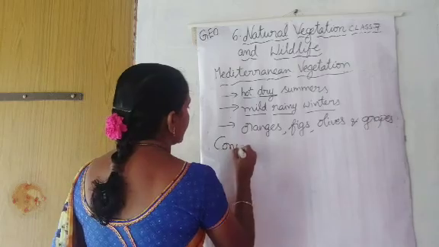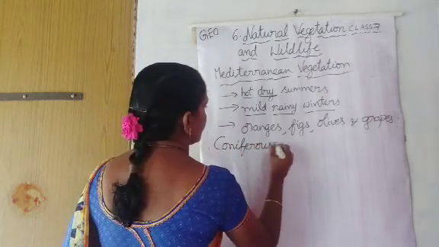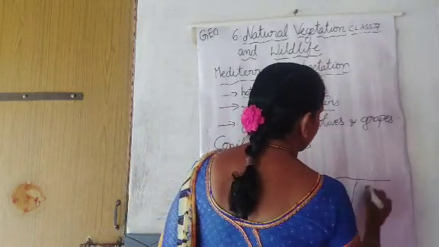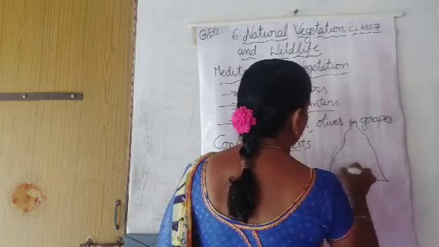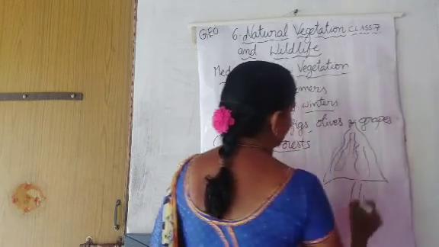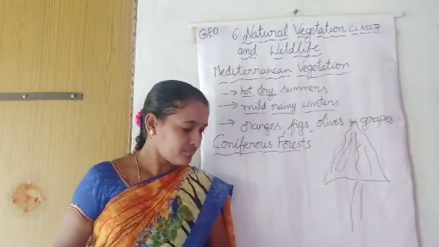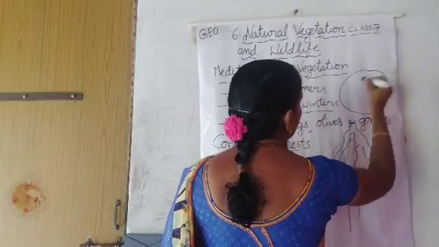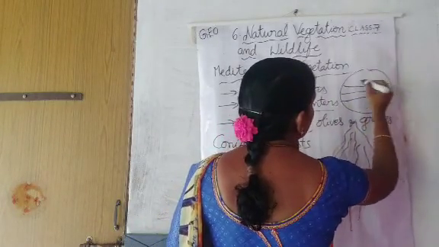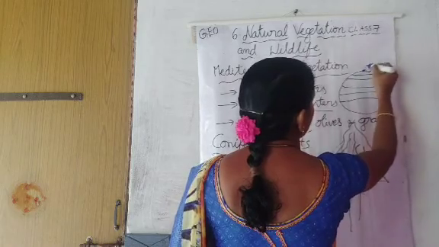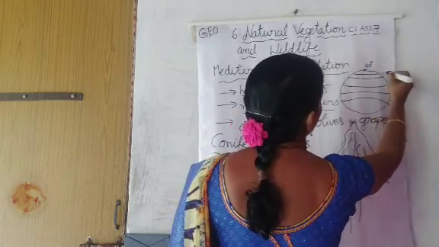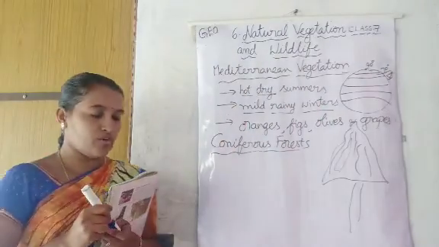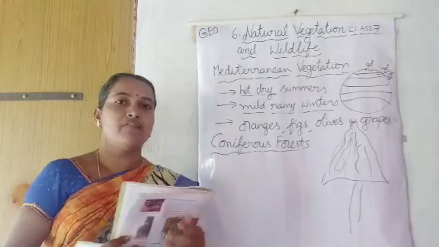Next one, coniferous forest. That means all the trees will be in a cone shape. Coniferous forest is found in the higher latitudes. On the globe, 23, 50, 70, this is 90. So between 50 and 70 degrees, in between these two latitudes, we can find these coniferous forests.